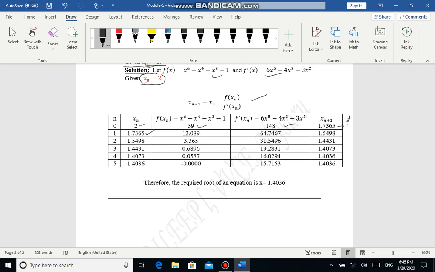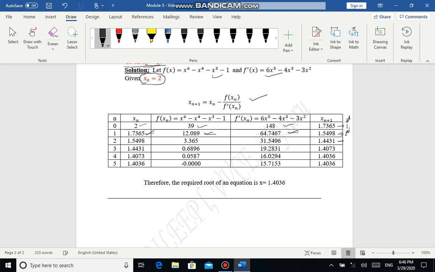Now using this, find out f of xn and f dash of xn. To find this, replace x by 1.7365 in this equation, and in the f dash, replace x by 1.7365. Now substitute all these three updated values in the formula. The second iterative value is 1.5498. The first and second iterative values are not equal. So repeat the procedure again until two consecutive values of x are equal.